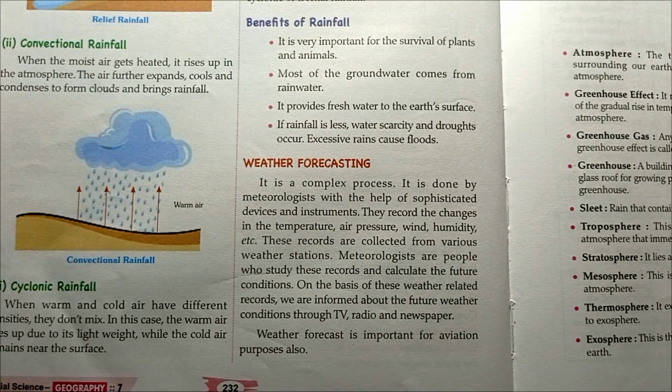After the benefits of rainfall, at the end of the lesson, we will talk about weather forecasting. Weather forecasting is the application of science and technology to predict the condition of the atmosphere for a given location and time. It is done by meteorologists with the help of sophisticated devices and instruments. Who are the meteorologists? They are people who study the records and calculate the future conditions of weather. What do they record? They record the changes in the temperature, air pressure, wind, humidity, and so on.